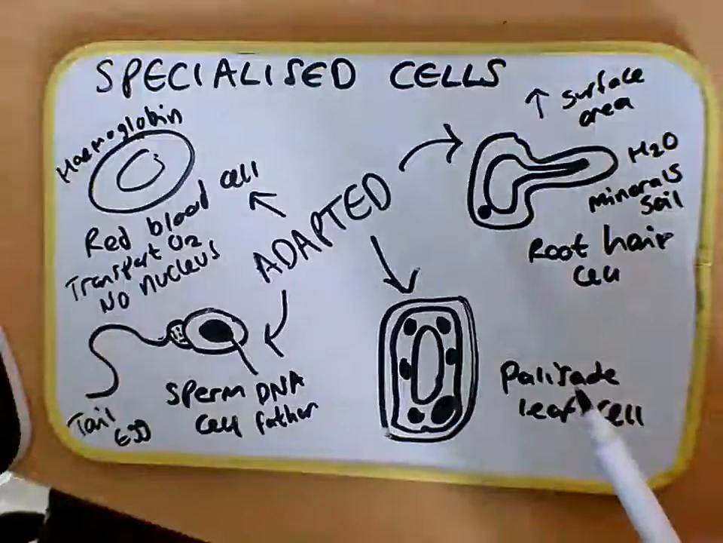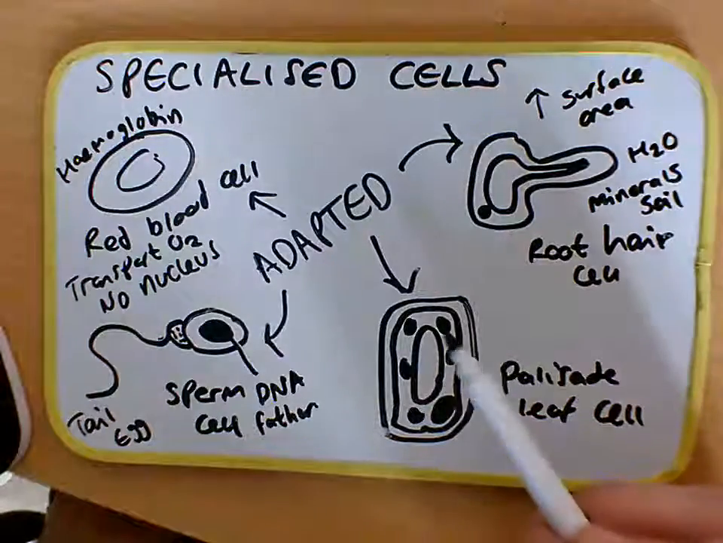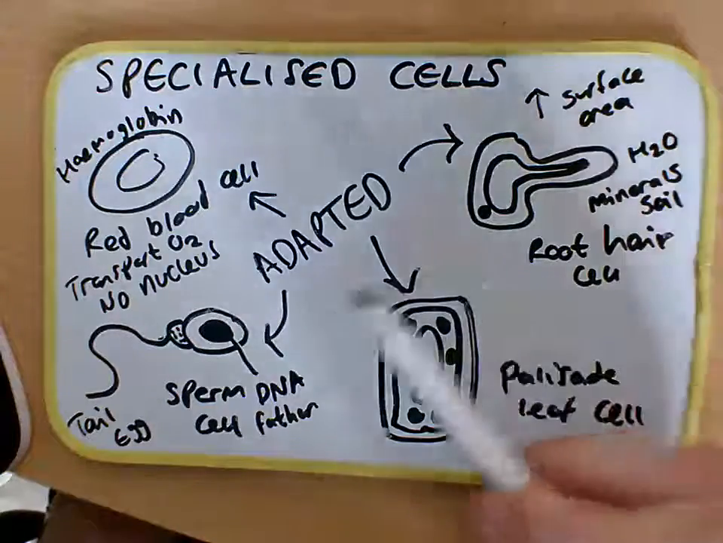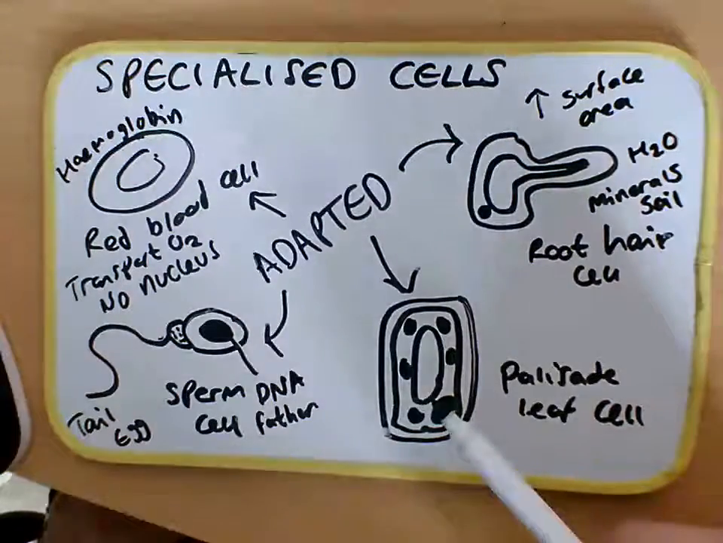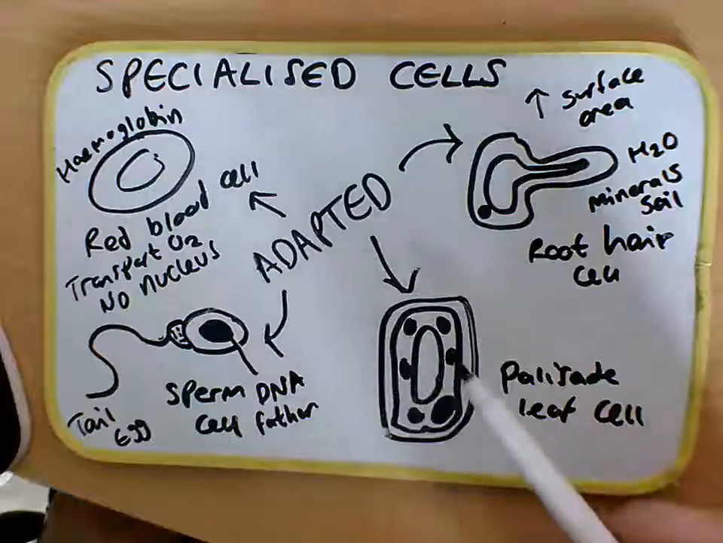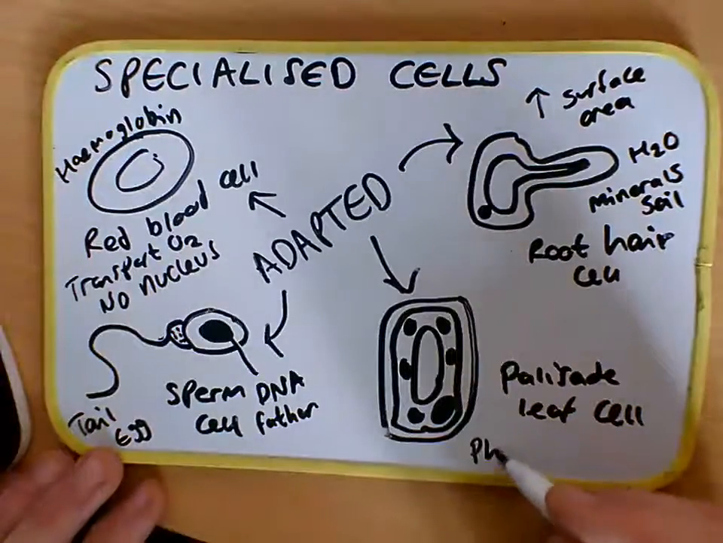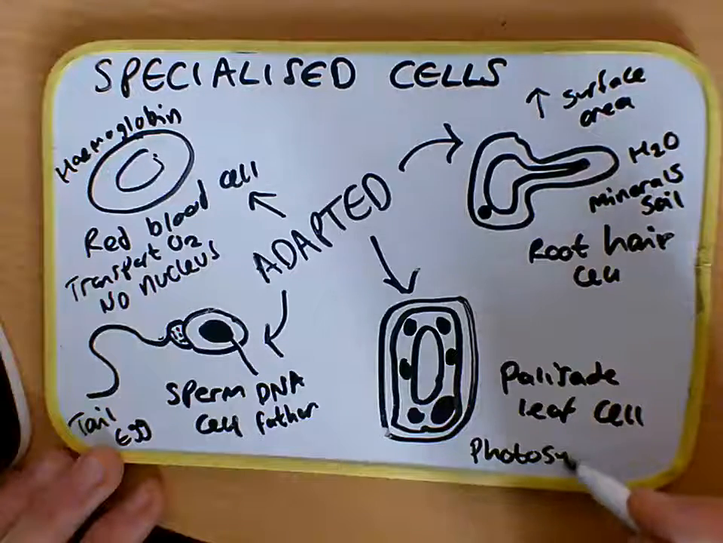And this one here, sorry it's black and white, but I haven't got a green. So this is a palisade leaf cell. We've seen these before, these kind of box-shaped, rectangular-shaped cells. Lots and lots and lots of chloroplasts. And of course, their main function is photosynthesis.